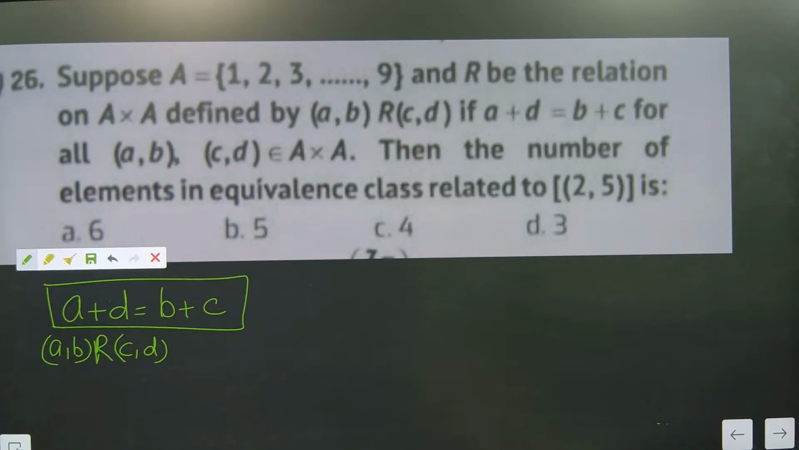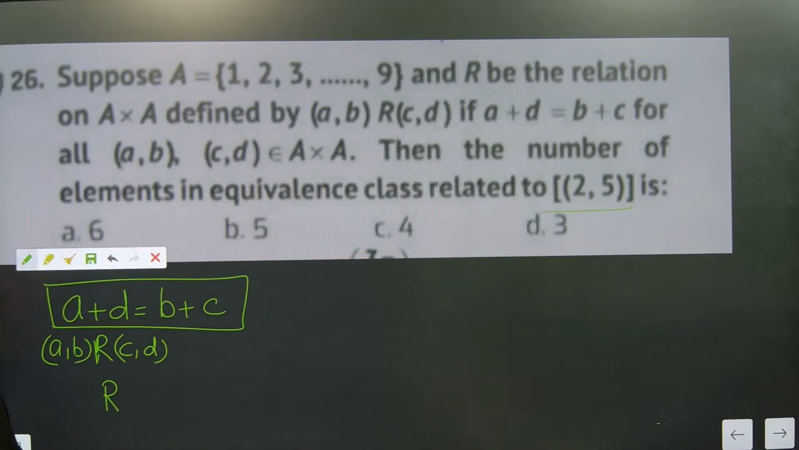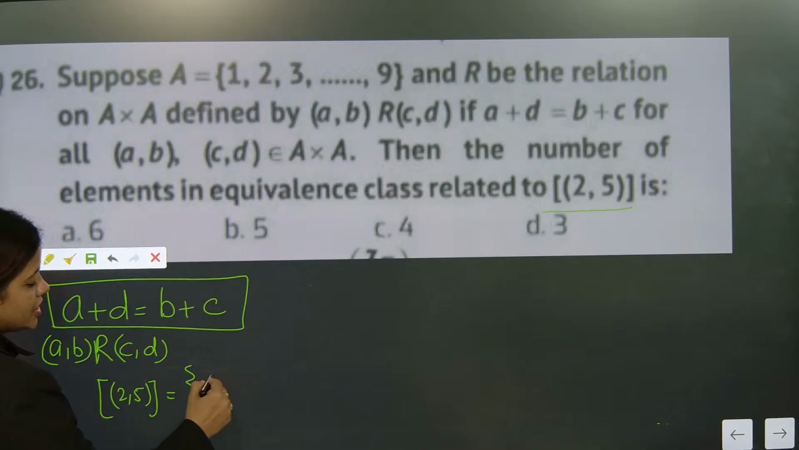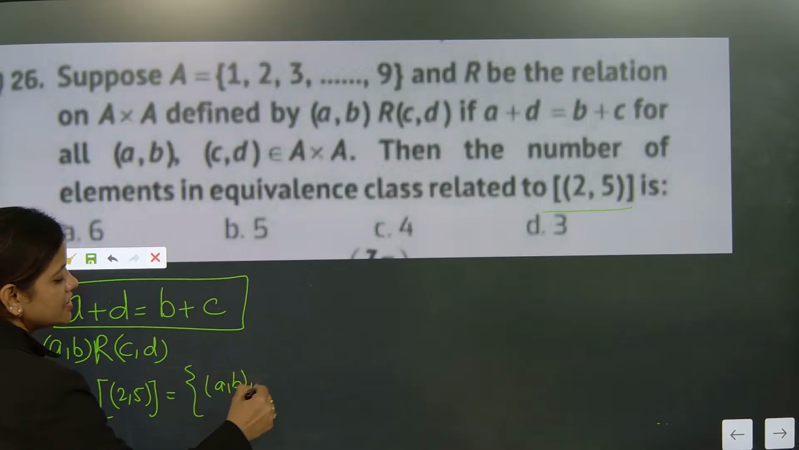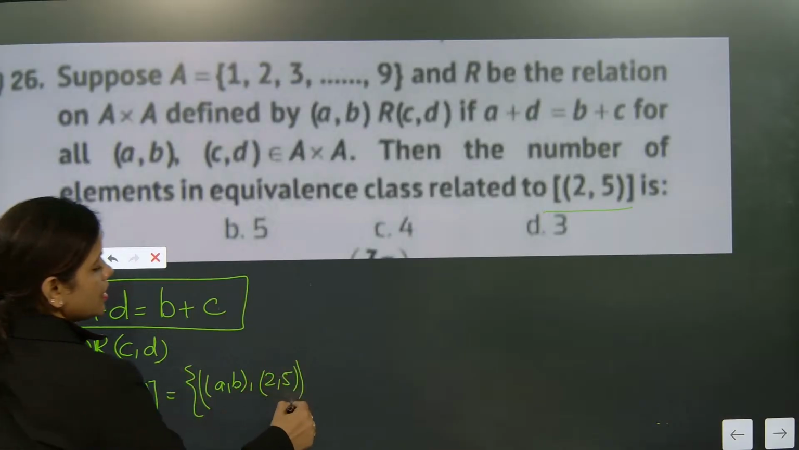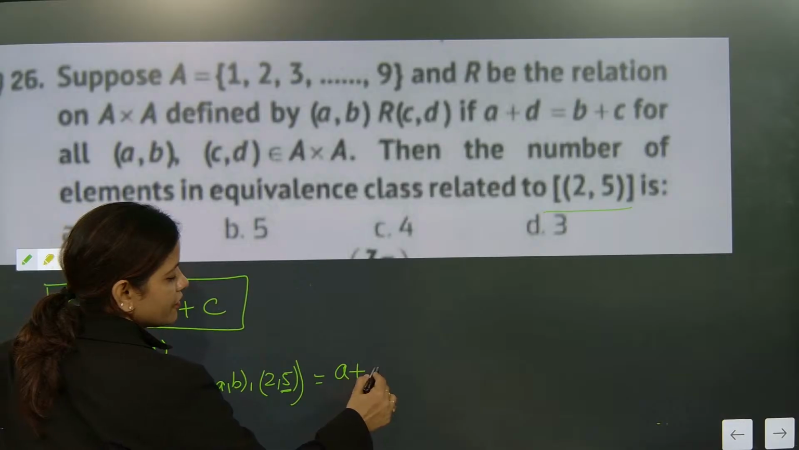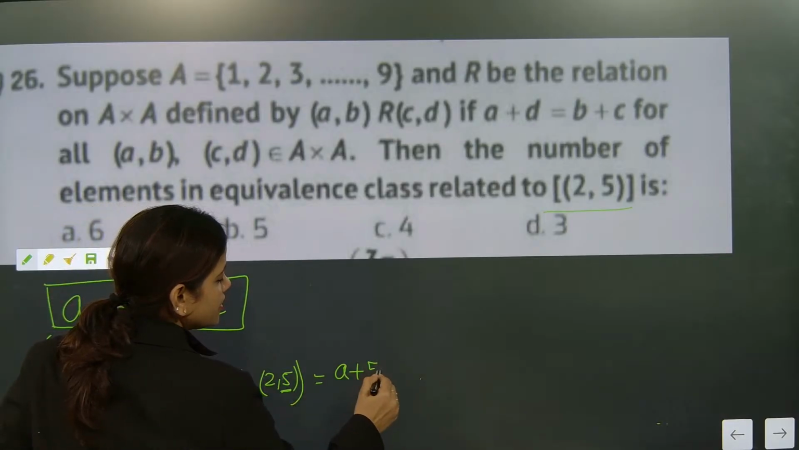Done? Now they're telling that this becomes an equivalence class. So when it is an equivalence class, what do we have to do? Equivalence class of 2, 5 is given. That means in the relation, the first element will be as it is, and the second element is getting fixed as 2, 5. So now A will be as it is, and D will become 5.